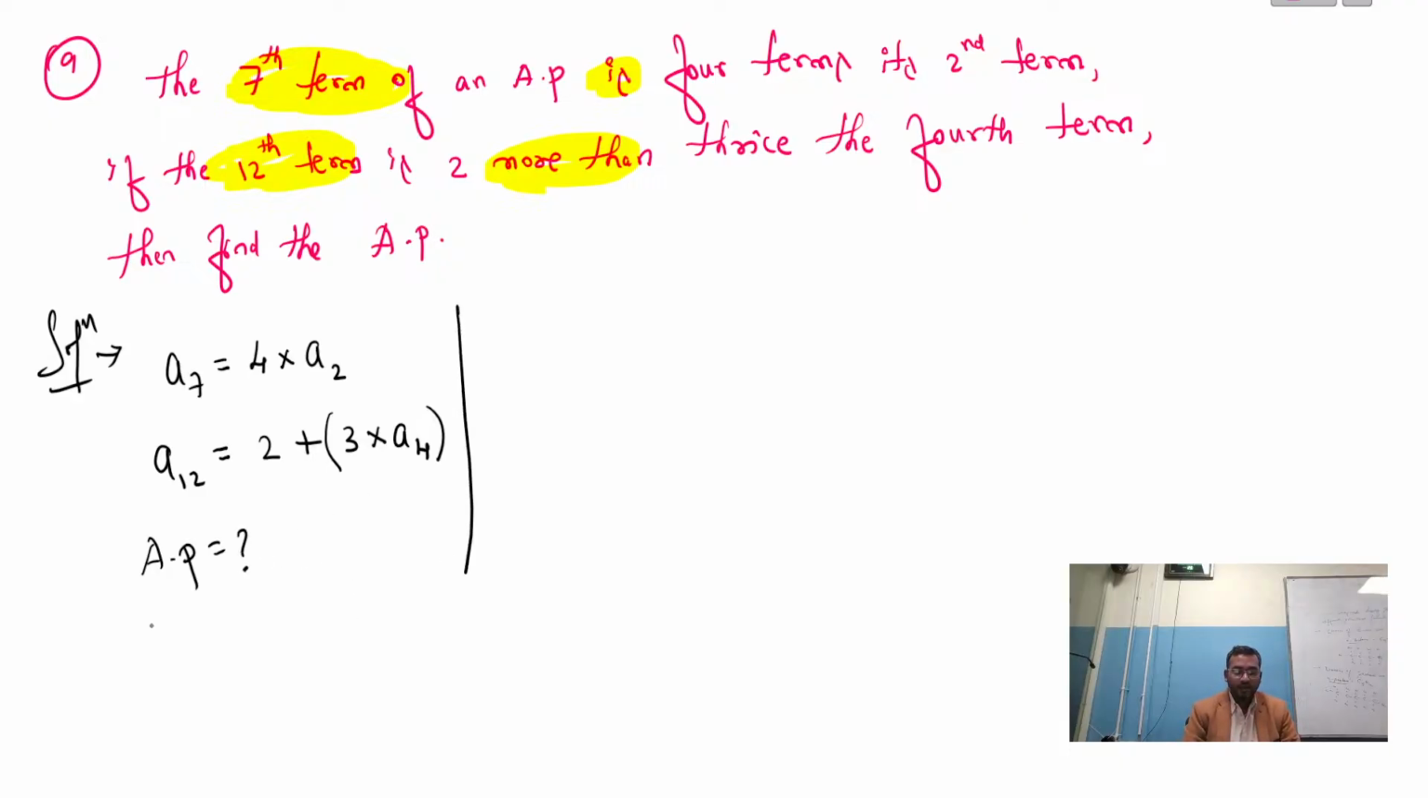What do you mean by AP? AP means we have to find the first term, second term, third term, and so on. So we need to find all these values here. That is called an AP. Now first let me understand what exactly they have given here.